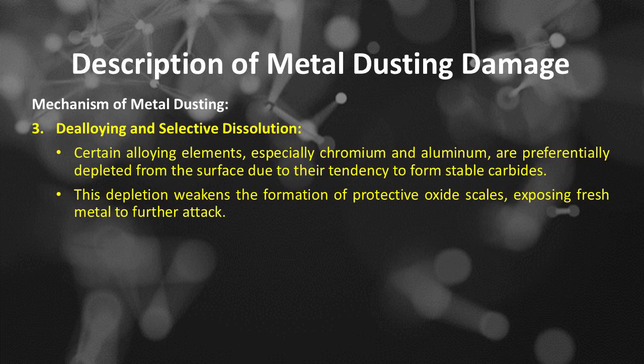Number 3 of the mechanism of metal dusting is dealloying and selective dissolution. Certain alloying elements, especially chromium and aluminum, are preferentially depleted from the surface due to their tendency to form stable carbides. This depletion weakens the formation of protective oxide scales, exposing fresh metal to further attack.